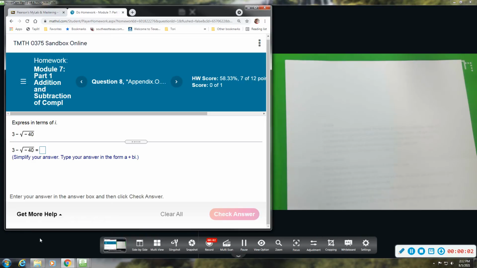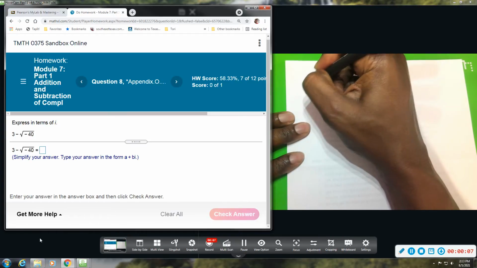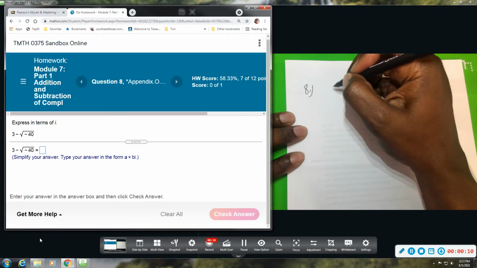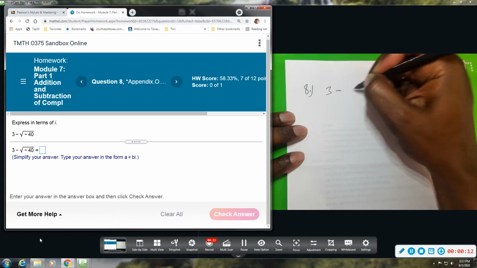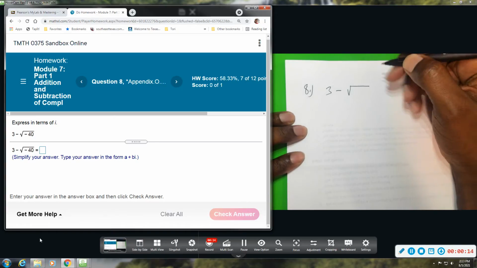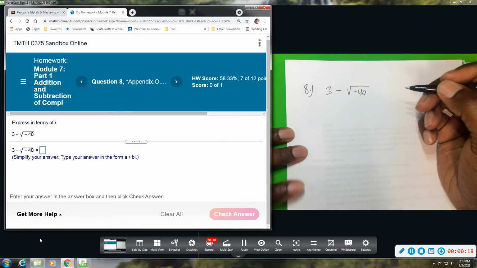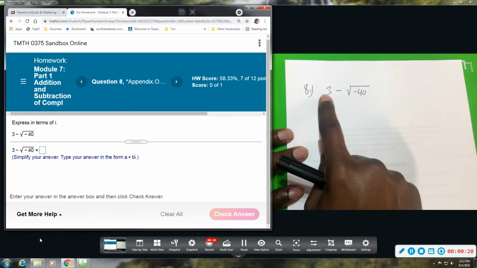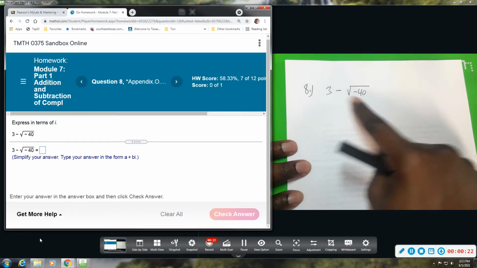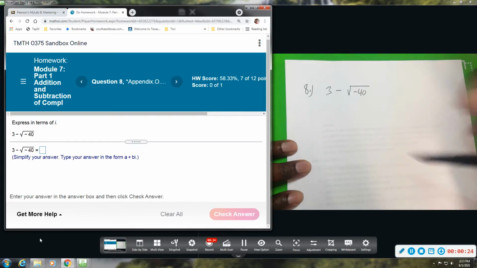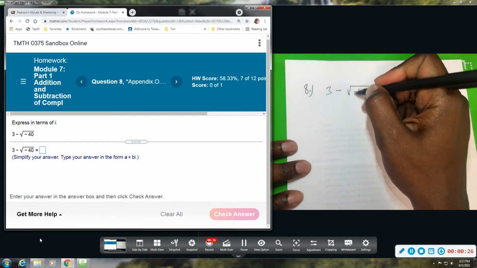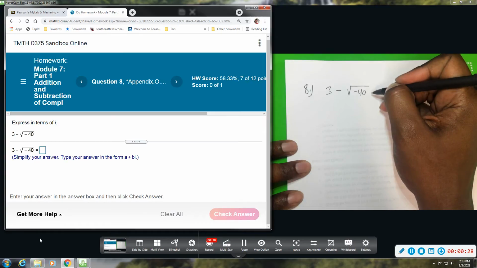All right, number 8, we want to express in terms of i. So we have 3 minus the square root of negative 40. So we're still going to write it in the a plus bi form, but this time we have that real number part out front. With the rest, we're going to do the same thing. So the negative in the square root is going to come out and become an i.